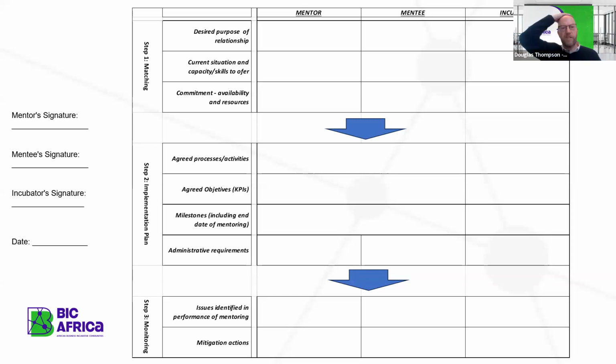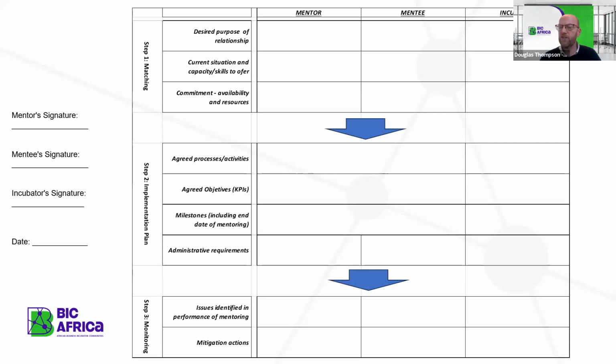As you can see, it's got 3 steps. Step 1 is matching. Step 2 is implementation plan, and implementing. And step 3 is monitoring. We haven't gone through these steps in great detail in this 1 hour subsession, but I think those 3 steps are a fairly clear and obvious process. And the idea is that the mentor, mentee, and incubator all fill this in together in a session. And so that means that everyone can sign up to it afterwards.